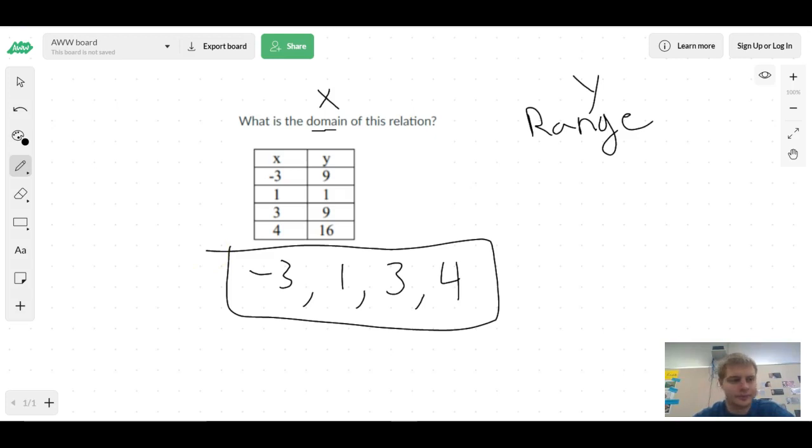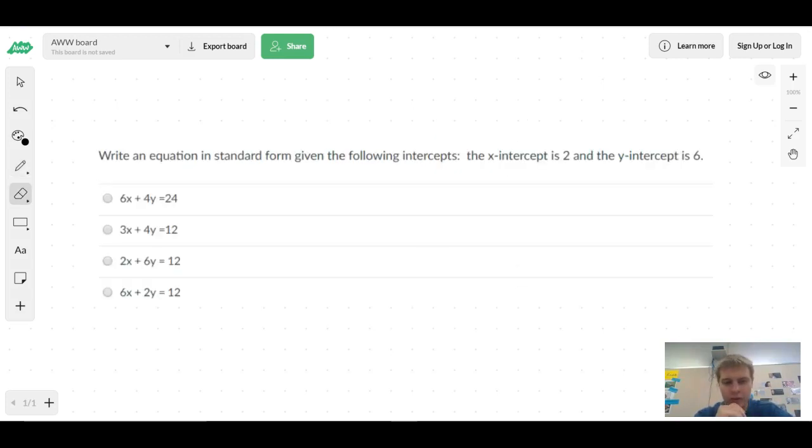Let's try the next one. Now this one, it wants me to write an equation in standard form given the following intercepts. Now I don't think it's easiest to write it in standard form. I think it's easiest to look at your options and see which one would have an x-intercept of 2 and a y-intercept of 6. So when I look at which one has an x-intercept of 2 and a y-intercept of 6, you might go, well, x is 2 and y is 6. But this one would actually be wrong, and that is not the right answer. The right answer is actually going to be D, and I'll show you how you can check.